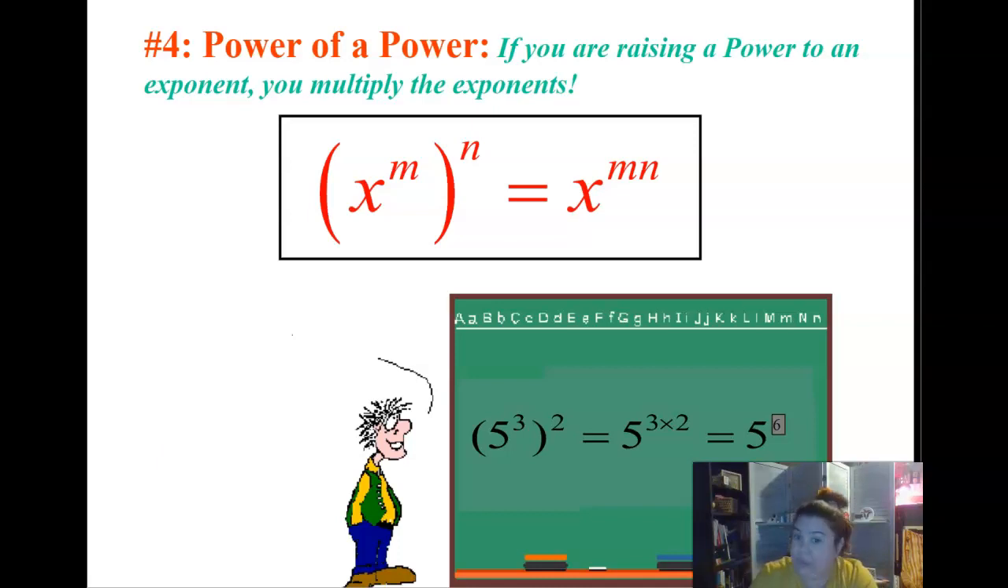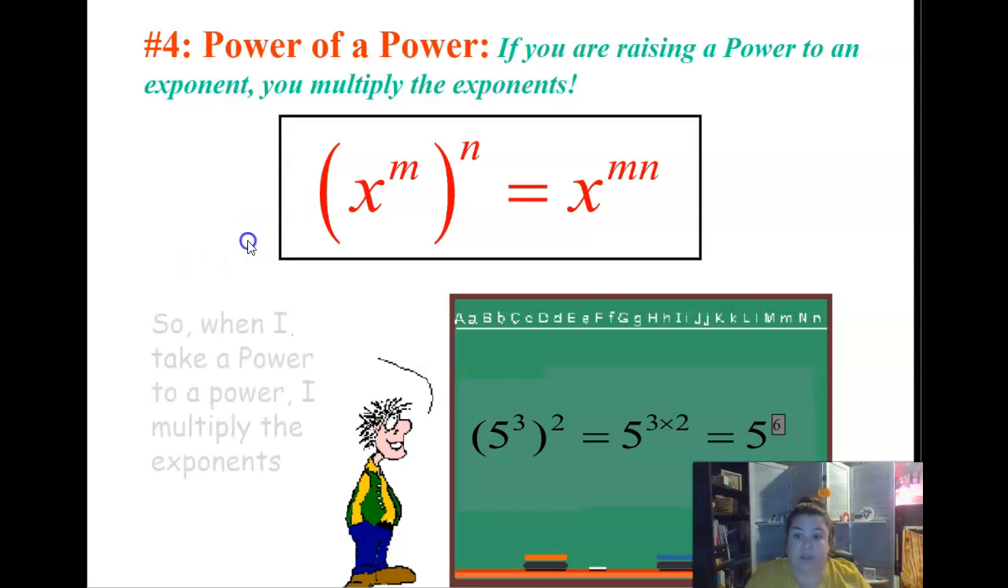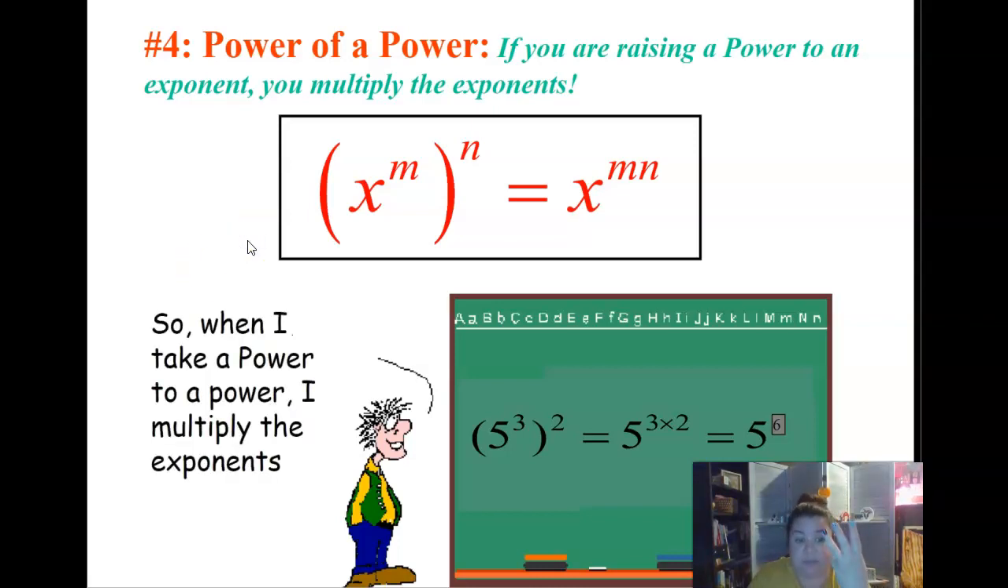They added, and you don't add here, you multiply. So, 3 times 2 is 6. So, it'll be 5 to the 6th power. Okay? Then you just multiply 5 times 5 times 5 times 5 times 5. So, when you take a power to a power, you multiply the exponents. Pause it, write it down, use the correct example, the one I corrected, and have that in your notes.